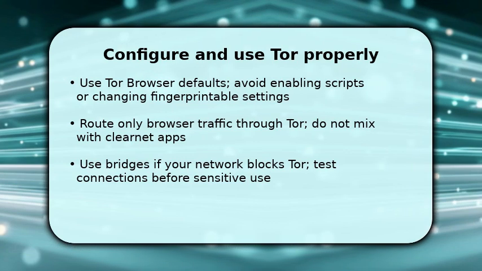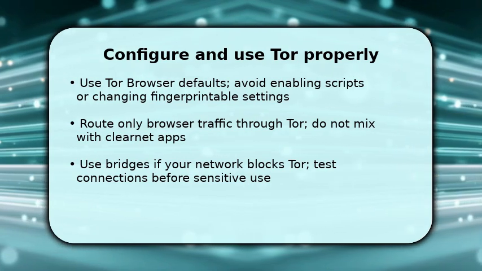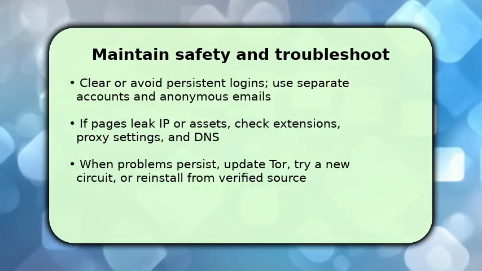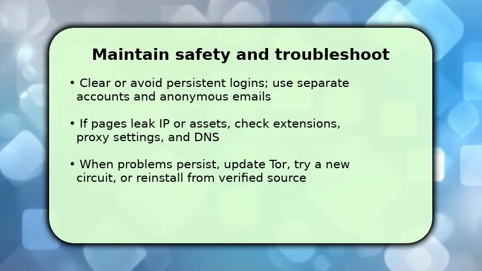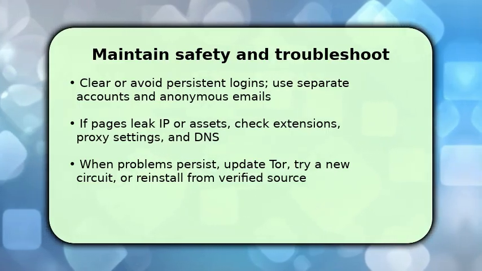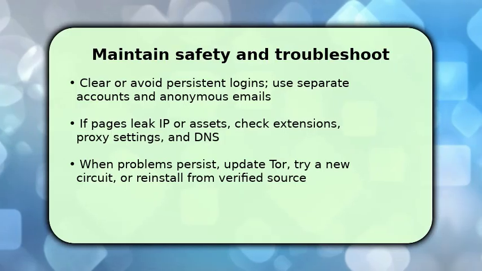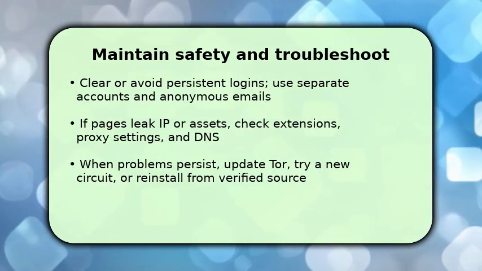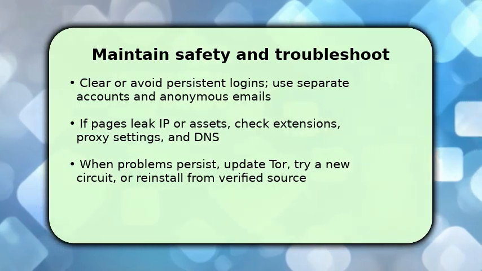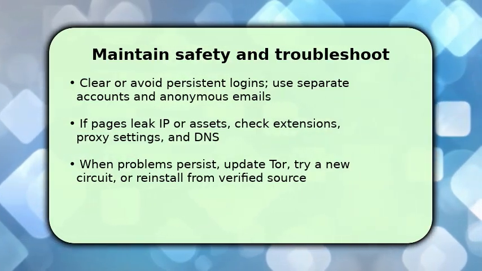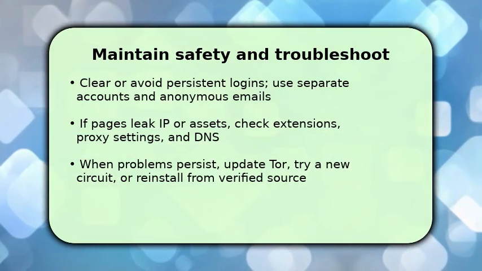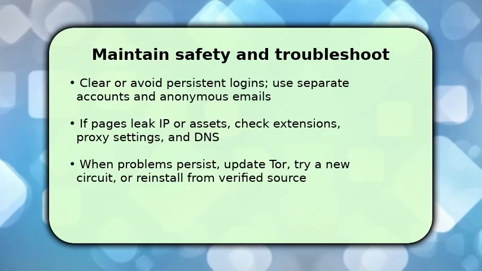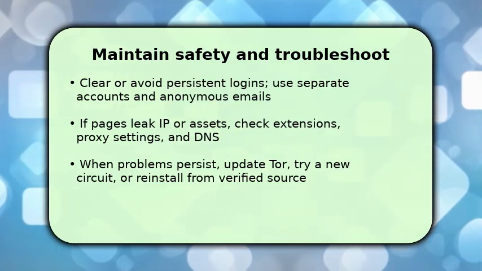Once done, you finish by maintaining safe habits and knowing how to respond to issues. Avoid logging into services that tie to your real identity. Use separate throwaway accounts and anonymous email. If a site reveals your IP or other data, stop, then inspect browser extensions, proxy settings, and DNS leakage. These are common culprits. If problems persist, update Tor browser, request a new circuit or identity, or reinstall from a verified download source. And remember, strong operational security complements Tor for true anonymity.